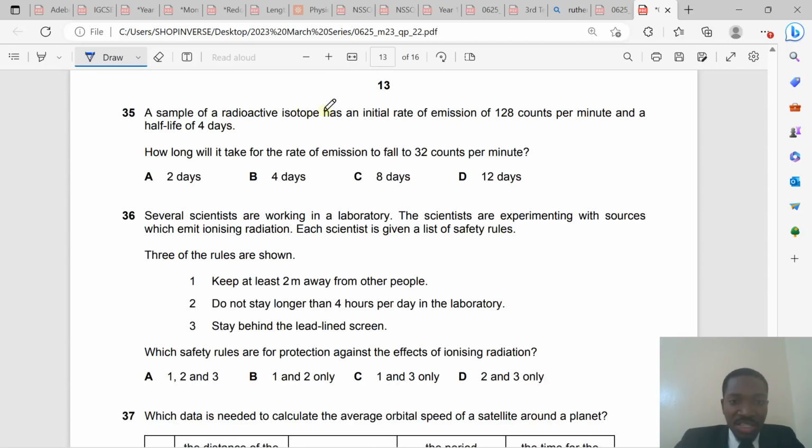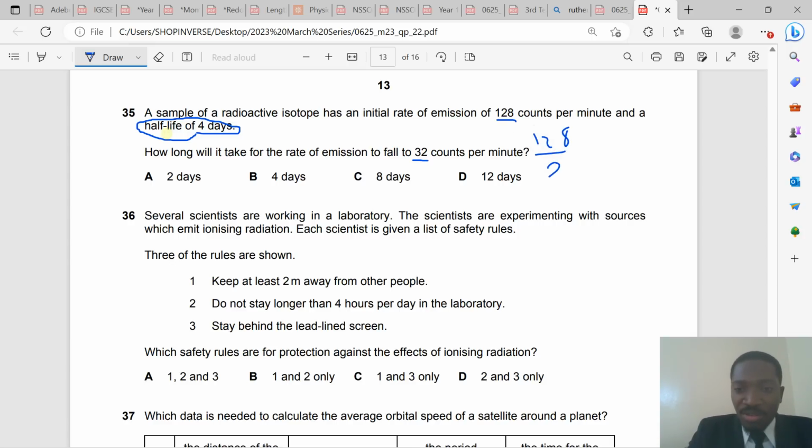Number 35. A sample of a radioactive isotope has an initial rate of emission of 128 counts per minute and a half-life of 4 days. How long will it take for the rate of emission to fall to 32 counts per minute? Initially, the count rate was 128 counts per minute, and do not forget that its half-life is 4 days. That means after 4 days, what will be the count per minute? Initially it is 128, but after 4 days, the half-life takes effect. So you have 128 divided by 2.